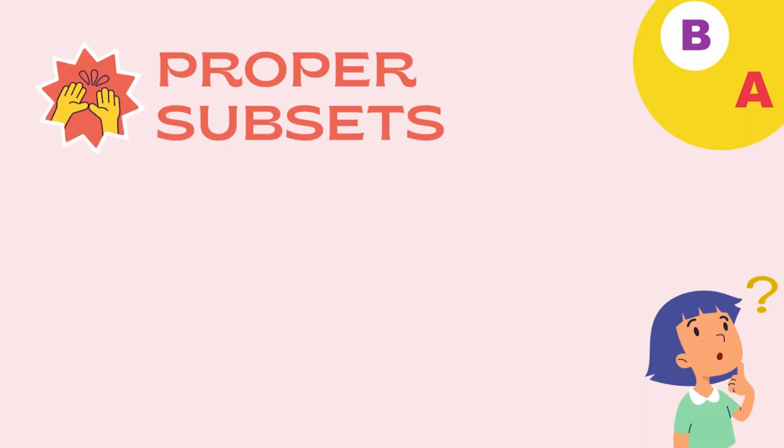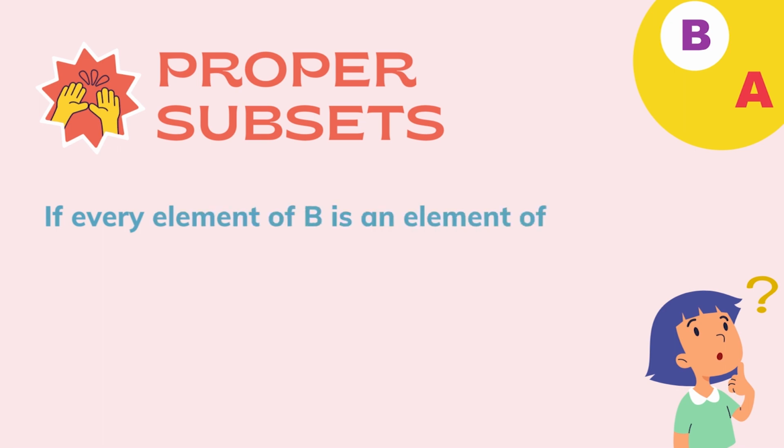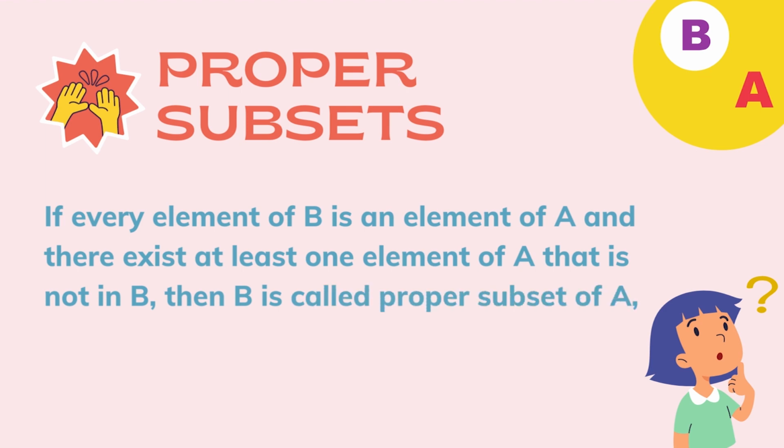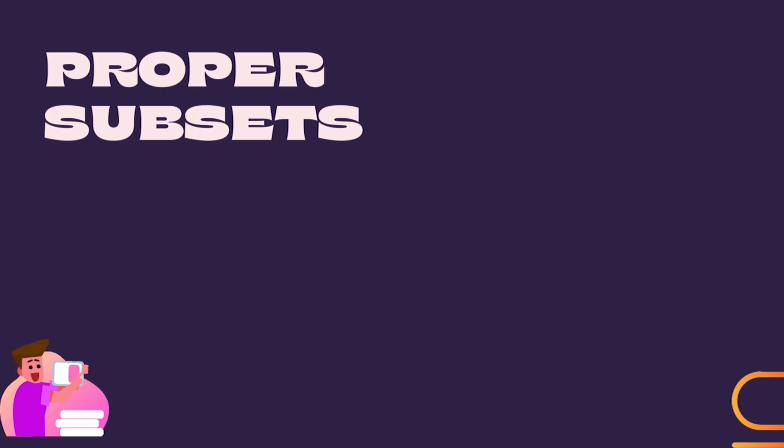What are proper subsets? If every element of B is an element of A, and there exists at least one element of A that is not in B, then B is also called a proper subset of A and is usually denoted with a U-shaped symbol, but there is no underline beneath the U. There is a difference between the subset symbol and the proper subset symbol, so be careful and mindful of the symbols as well.